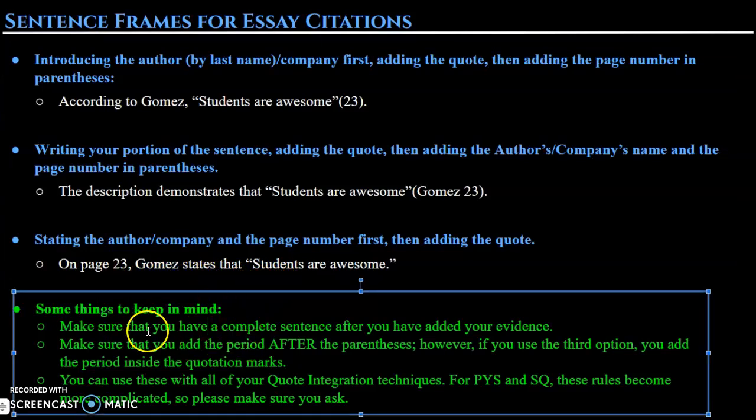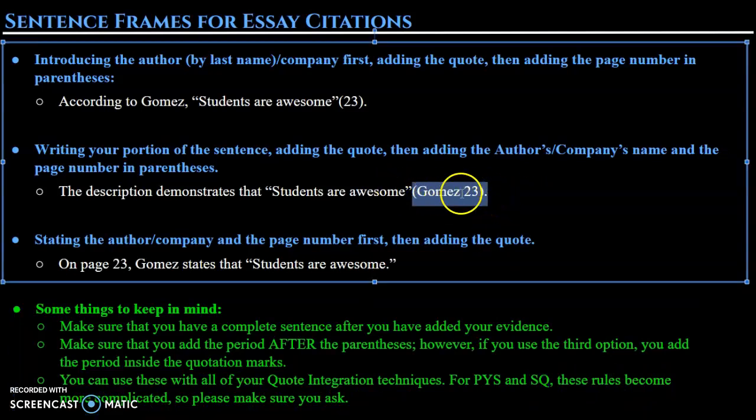Lastly, some things to keep in mind. Make sure you have a complete sentence after you have added your evidence. In other words, make sure you have your explanation or your analysis. Make sure you add the period after the parentheses. Okay? And then you can use all of these with your quote integration techniques, which I have been telling you. For PYS, which is type 3, and SQ, sentence quote, or type 4, these rules become a little complicated, so make sure that you ask me. But I'm going to tell you that you can use this format when you use those different types of integration. It'll still look just as nice.